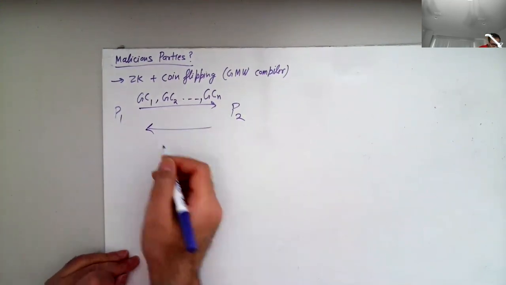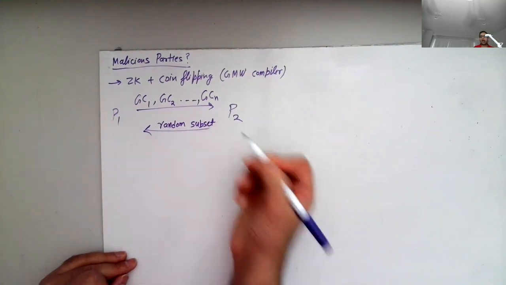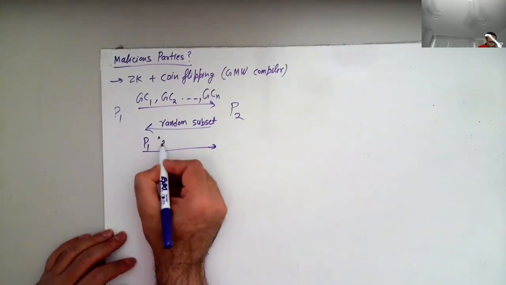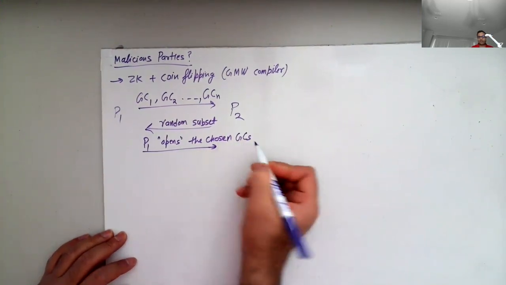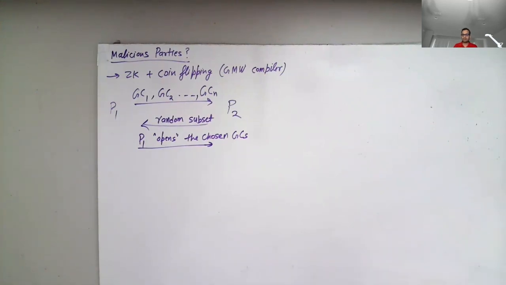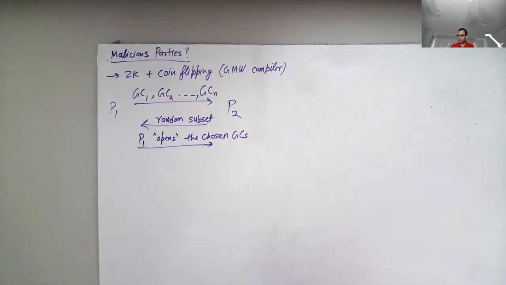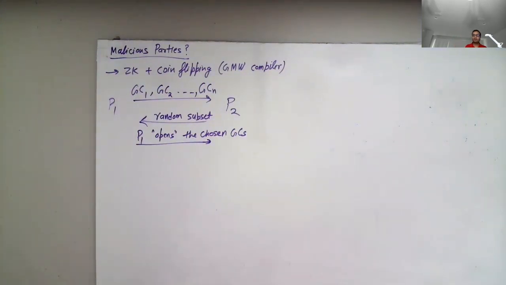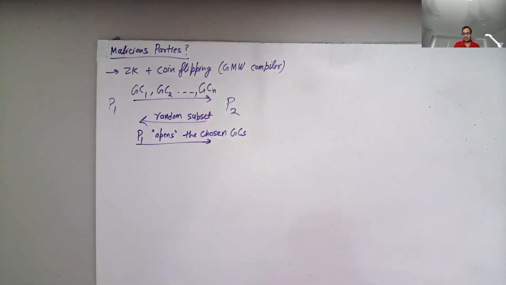So then P2 chooses, let's say, a random subset of these garbled circuits. Let's say half of these garbled circuits. And P1 opens the chosen garbled circuits. What do I mean by opens? P1 reveals the whole randomness, both the keys, all the internal randomness. And then P2 can verify if the garbled circuit is constructed correctly. In particular, P2 can verify that this gate table indeed corresponds to the NAND gate, and the whole logic of the garbled circuit is correct. And then P2 has some confidence in the remaining garbled circuits.